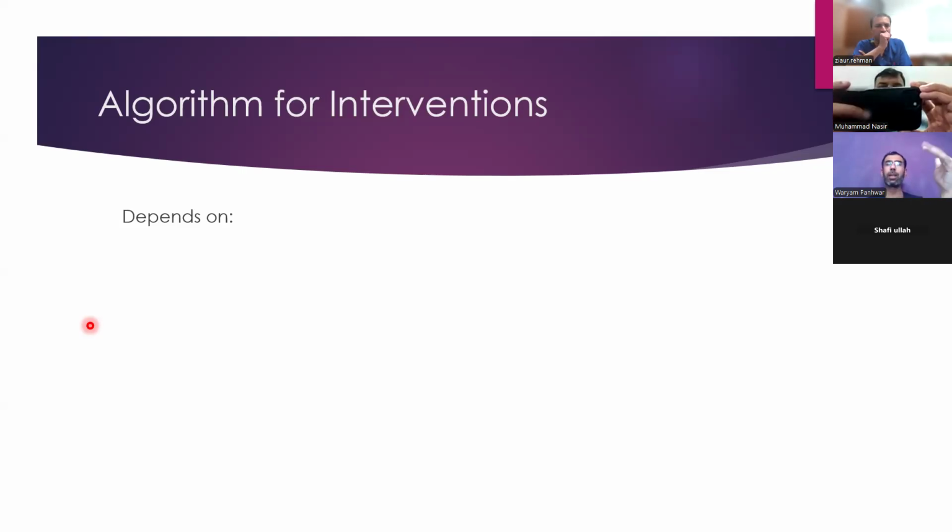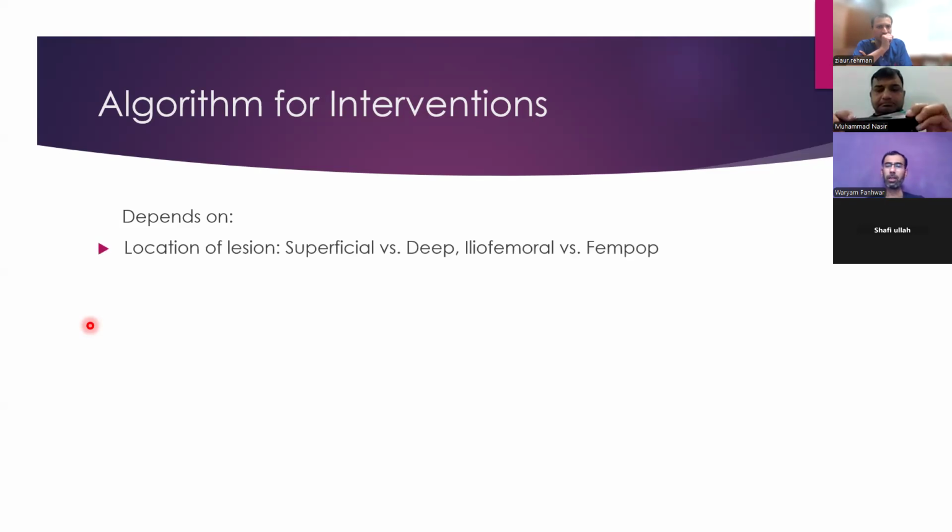Coming to the algorithm for intervention. A patient with PTS might have superficial venous reflux, deep venous reflux, deep venous stenosis or occlusion, or a combination of all of those. The algorithm for offering intervention depends on the location of the disease: whether the issue is in the superficial system, whether there is superficial reflux or not, whether there is deep reflux or deep obstruction.